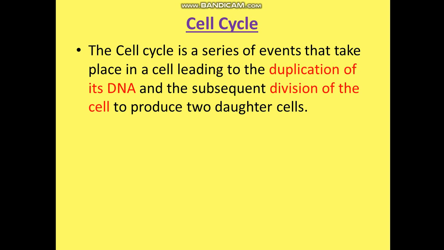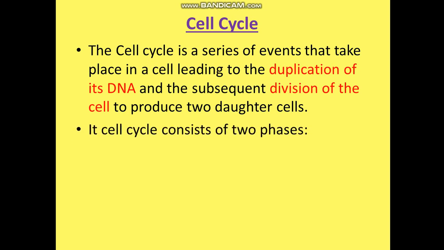So a cell cycle is a series of events that take place in a cell leading to the duplication of its DNA, and then after the duplication of DNA, what happens? The division of the cell occurs so that two daughter cells with the same amount of DNA are formed.